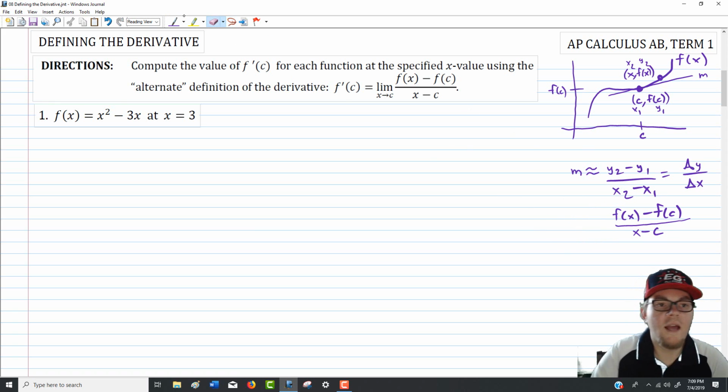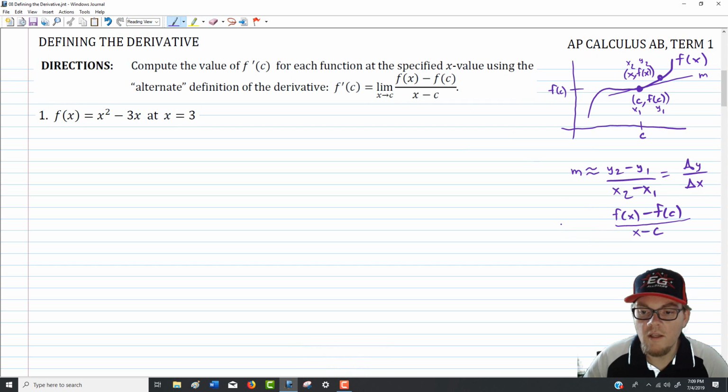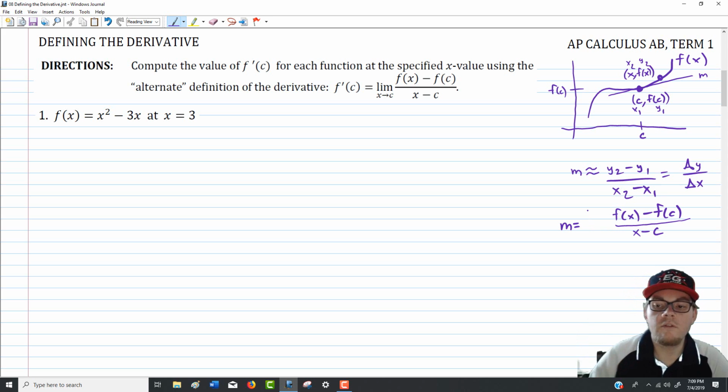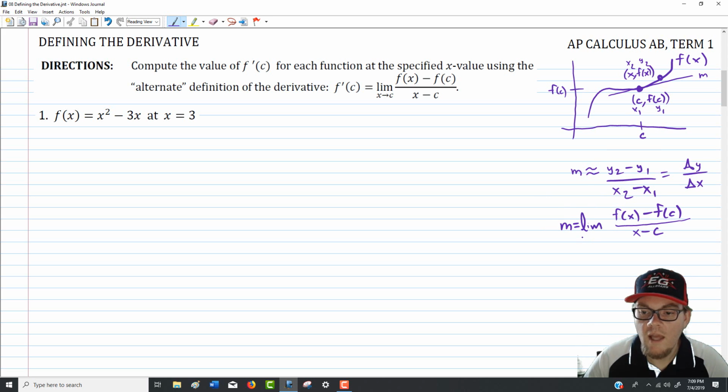But if we want to know the exact slope of that tangent line that we're looking for, we can find that exact value by imagining those points getting closer and closer, which in other words means that we want to take that x value and evaluate the limit as it approaches the c value where we're interested in finding the slope. And voila, we have what's called the alternate definition of the derivative, that returns the slope or derivative at a particular point on a function f of x.